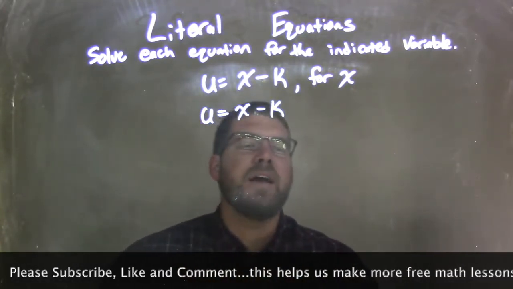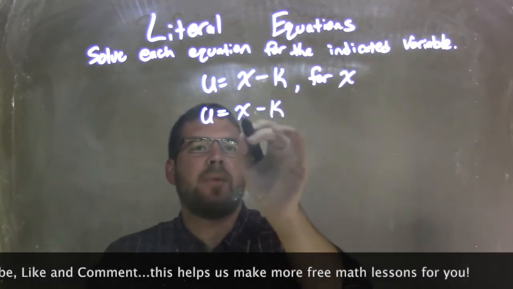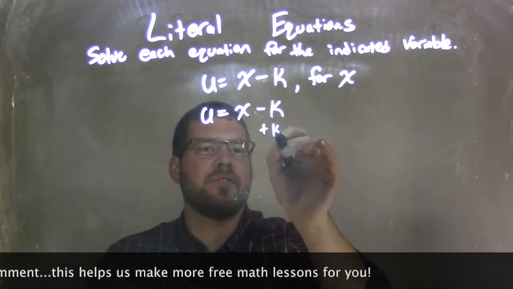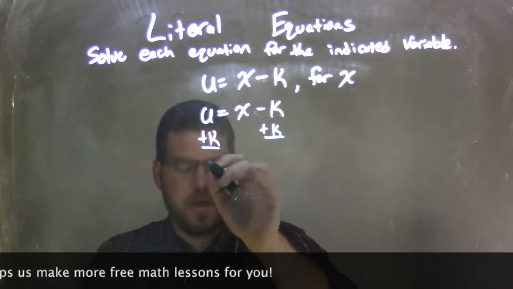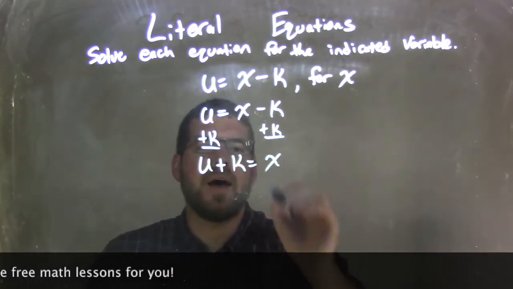Then from there I need to solve for x. So how can I isolate x by itself? Well, to get x by itself, I have to move the k over. And subtracting a k, so the opposite of that is addition, so I'm going to add a k to both sides. u and k are not like terms, so I'm going to keep them separate. And we have u plus k, and that is just equal to x.